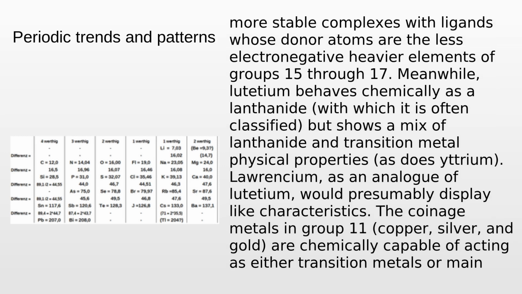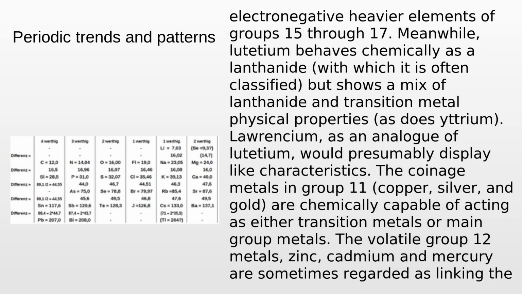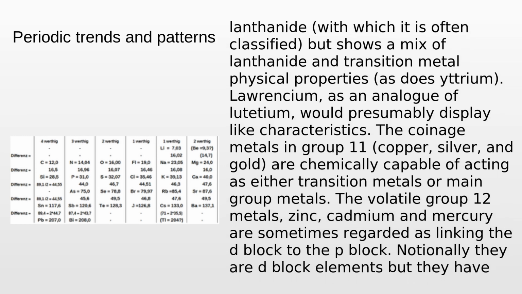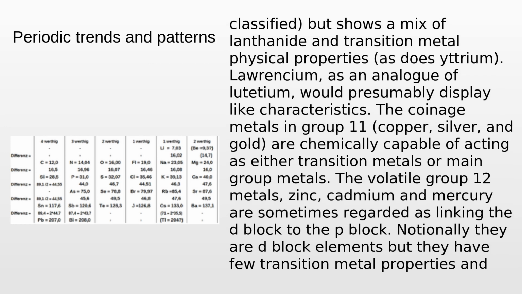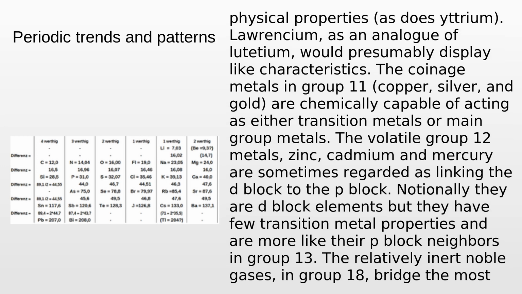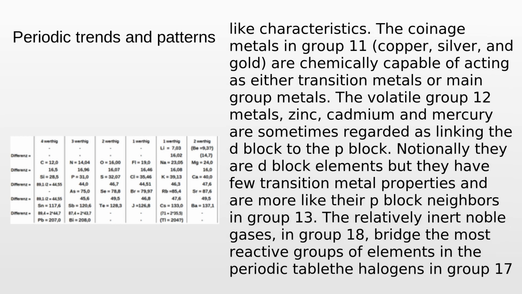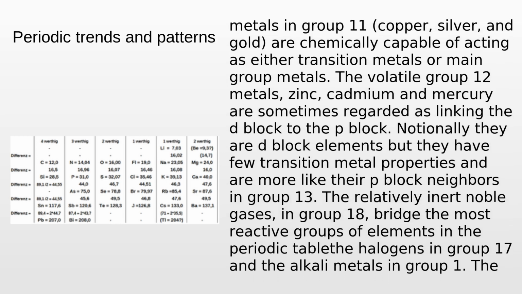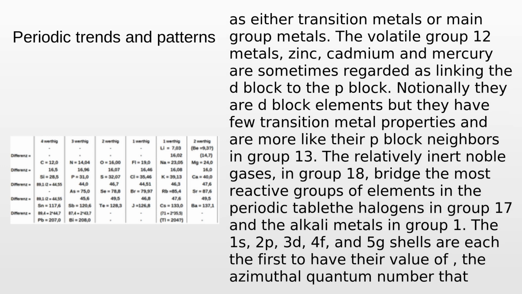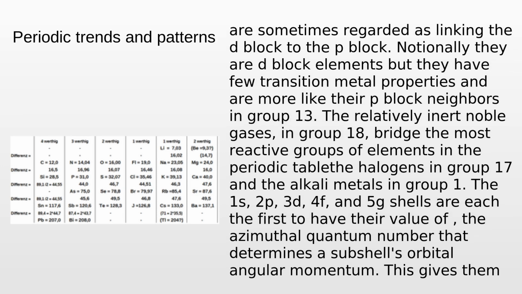Meanwhile, lutetium behaves chemically as a lanthanide, with which it is often classified, but shows a mix of lanthanide and transition metal physical properties, as does yttrium. Lawrencium, as an analog of lutetium, would presumably display like characteristics. The coinage metals in group 11, copper, silver, and gold, are chemically capable of acting as either transition metals or main group metals. The volatile group 12 metals, zinc, cadmium and mercury, are sometimes regarded as linking the d block to the p block. Notionally they are d-block elements, but they have few transition metal properties and are more like their p-block neighbors in group 13.